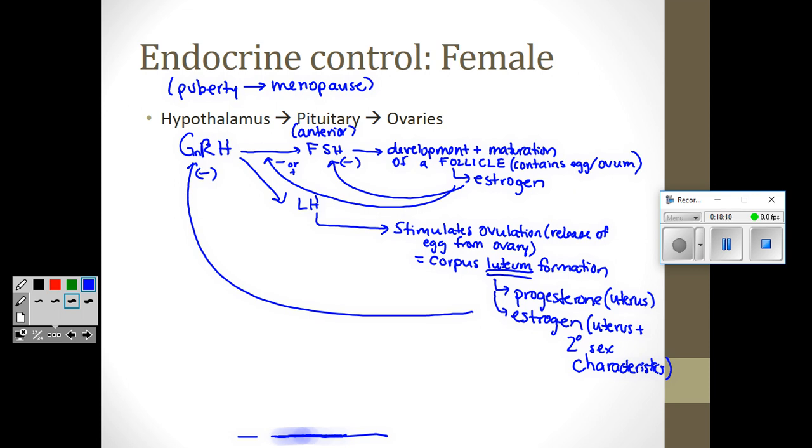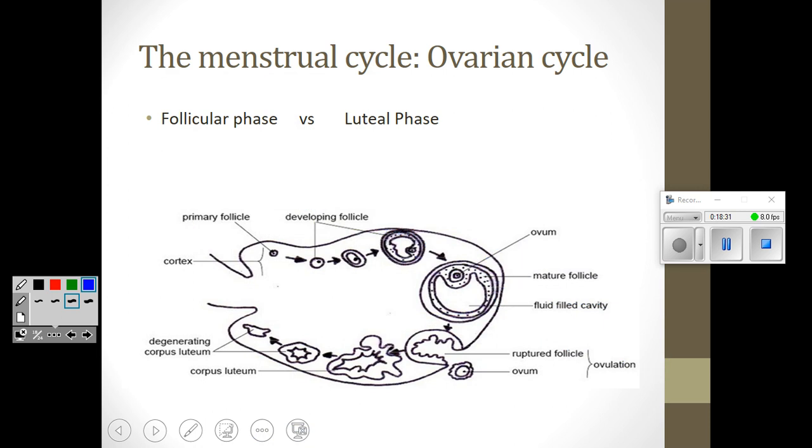Now these are our basic hormones. GnRH causes FSH and LH to be produced. Then estrogen and progesterone are being produced in the ovary. But like I said, estrogen doesn't always do the same thing. And so we have to talk about, over time, what's happening, which would bring us to a discussion of the menstrual cycle.